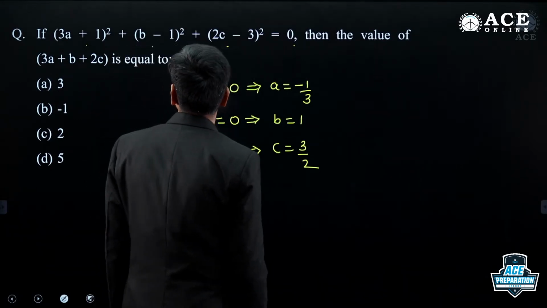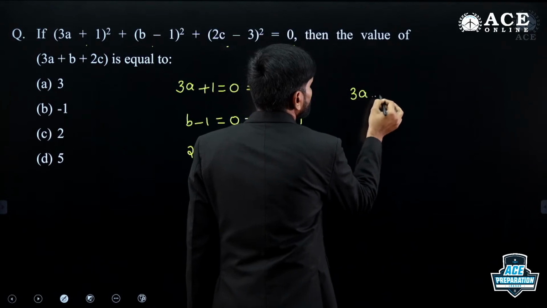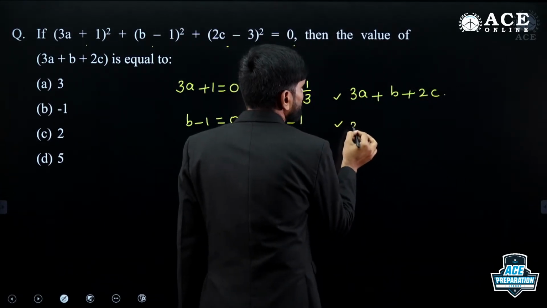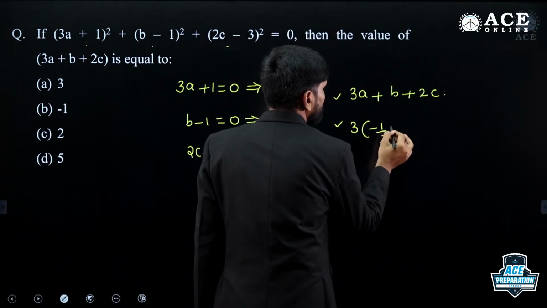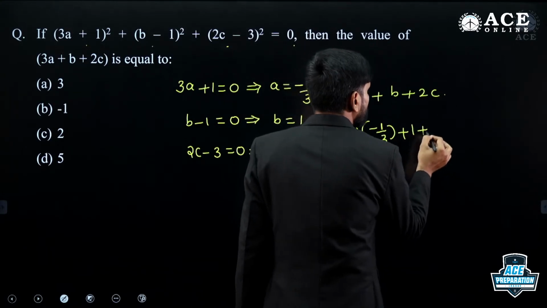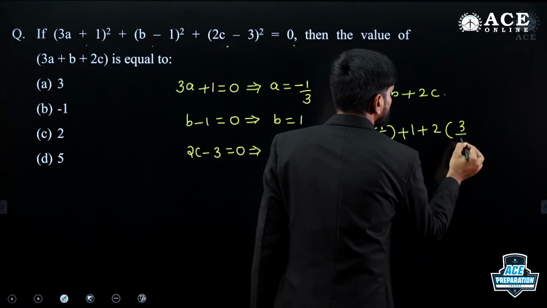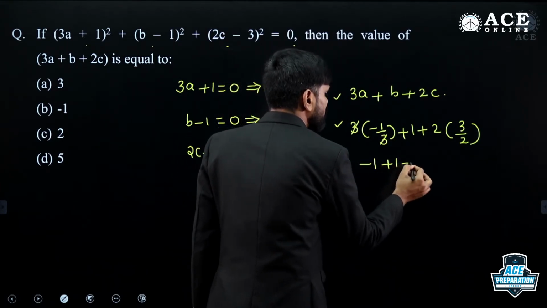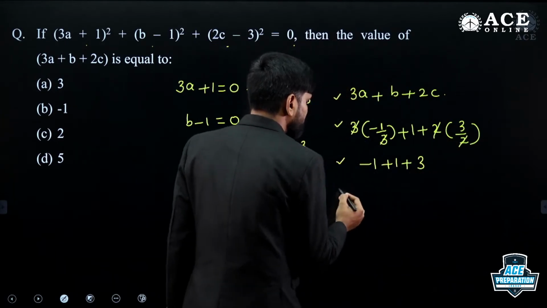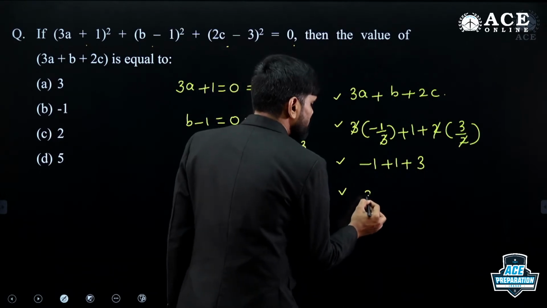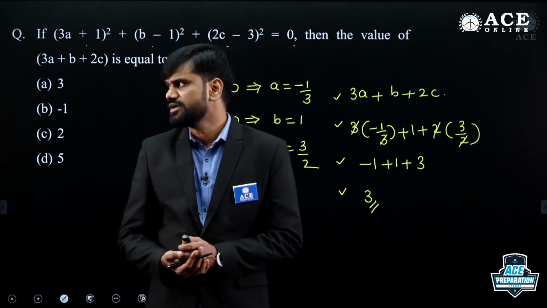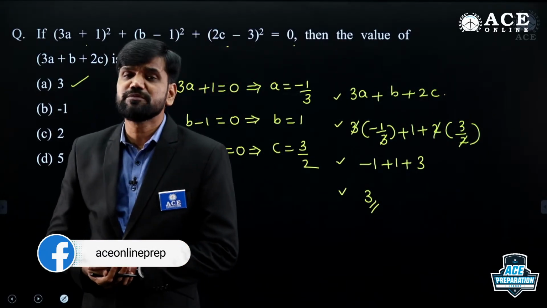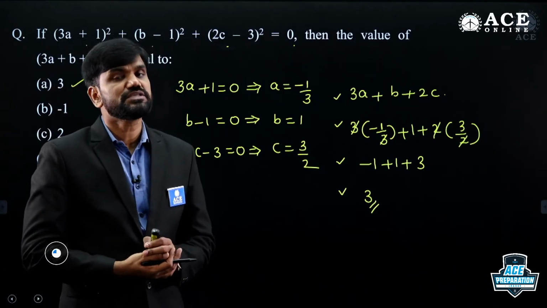What do we need? 3a plus b plus 2c. 3a will give you 3 into a, which is minus 1 by 3, plus b is 1, plus c is 2 into 3 by 2. On simplification, 3 gets cancelled, this is minus 1, and 2 gets cancelled, I am getting 3 here. Minus 1 plus 1 will add up to 0. 0 plus 3 will give you 3. Hence your answer has to be 3, which is nothing but option A.